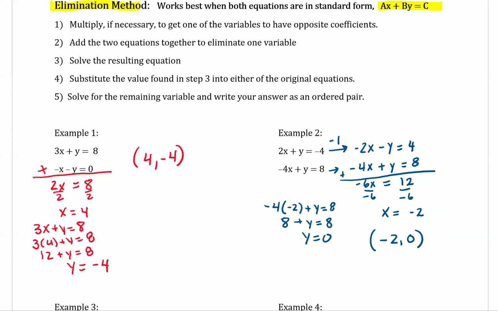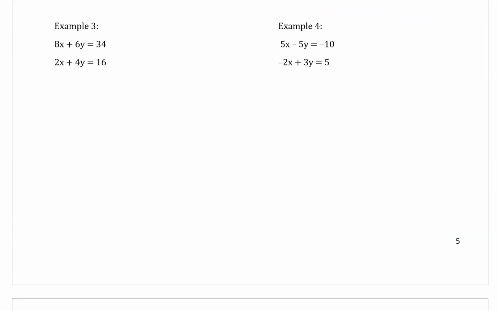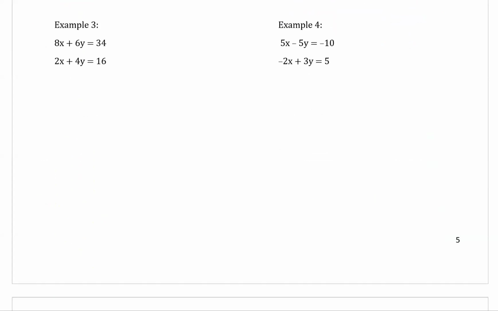Example 3. The objective is to have opposite coefficients. So when we look at the x's, if we multiply the second equation by negative 4, that would give me a positive 8x and a negative 8x. That would work. If I wanted to eliminate y, I could get one of them to be a positive 12 and one to be a negative 12. If you wanted to use 24, your numbers are just going to be larger. But you're looking for the least common multiple of 6 and 4, which would be 12.